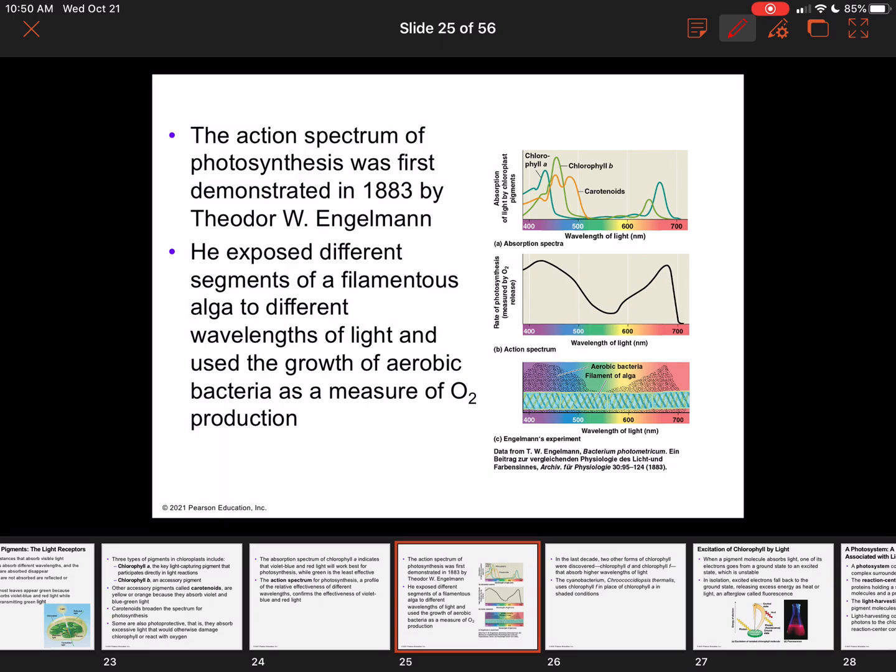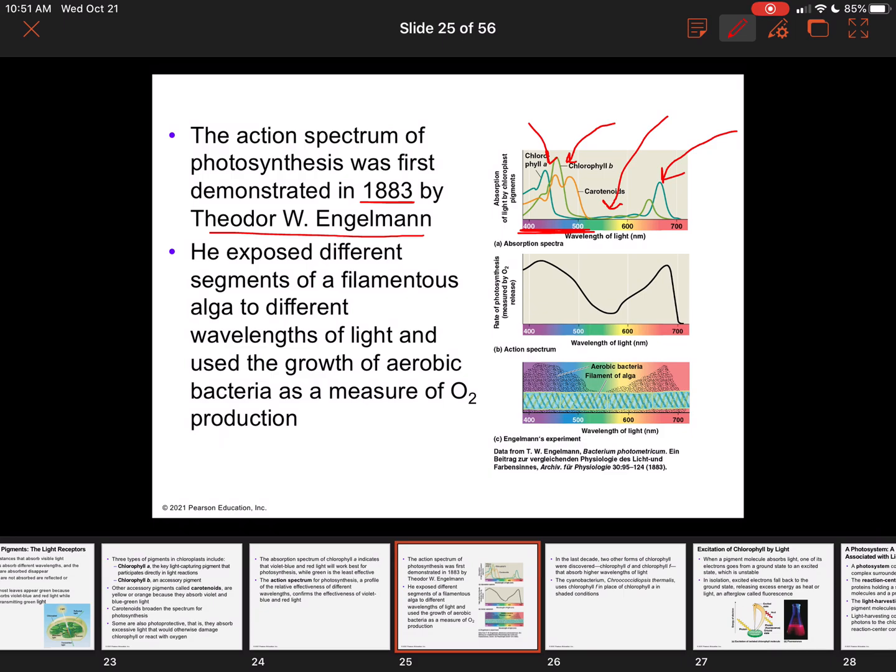We had this man, Theodore Engelmann, back in 1883. He was the one who first demonstrated that there were different wavelengths of light. He performed a couple of experiments, and he showed that over here in the blue colors, chlorophyll A and chlorophyll B were able to perform photosynthesis. We see here in the middle of the spectrum that with the green wavelengths of light, no photosynthesis was occurring, or very little anyway. And then we see that photosynthesis started to occur again here in the red and orange section of the spectrum.